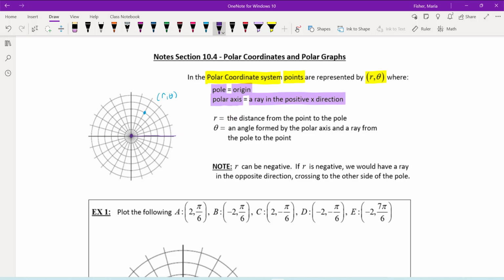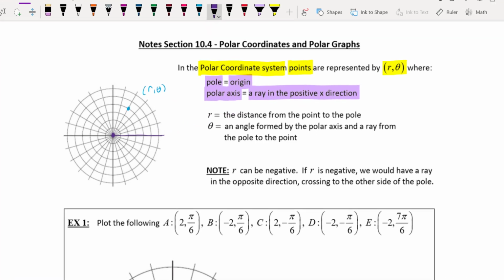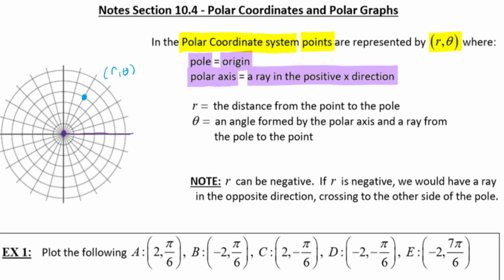Now let's define what r is and what theta is in the polar coordinate system. Given a point, r theta, we say that r equals the distance from the point to the pole. So r is going to be this distance right here from the pole to the point. Theta is the angle formed by the polar axis, remember that's just a ray in the positive x direction, and a ray from the pole to the point. In this case, theta is going to be the angle between that magenta line that I just drew and the purple line representing the polar axis.